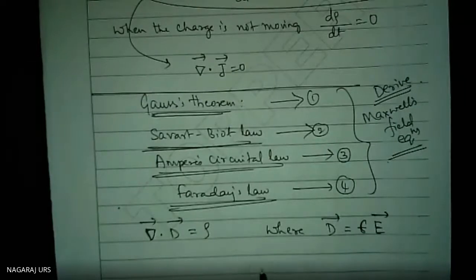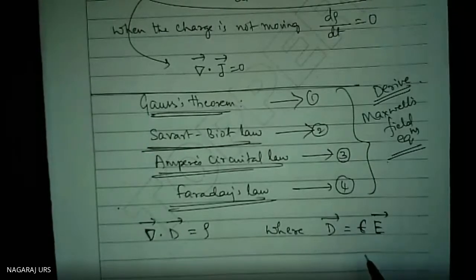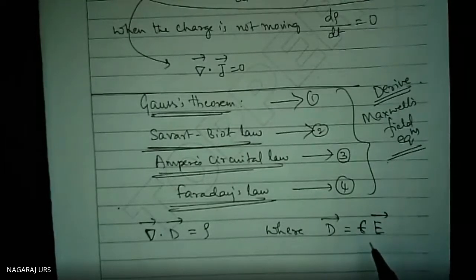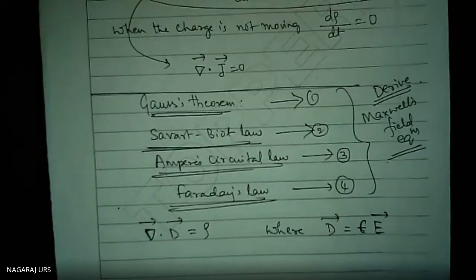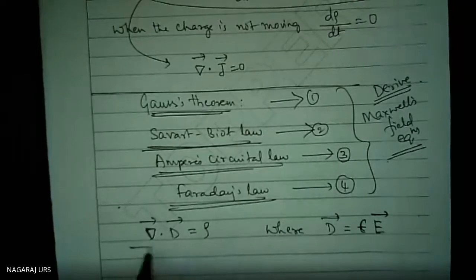Even in the case of B, B is the magnetic field. We write B is equal to mu into H, where mu is a constant for that particular ferromagnetic material. H is the externally applied magnetizing field. B is the magnetic induction. So this is the first equation we are supposed to derive.